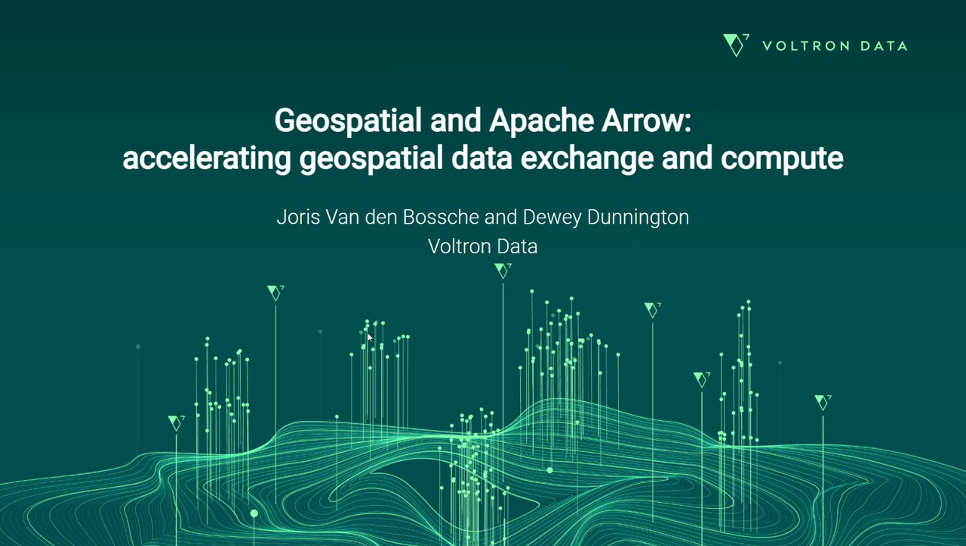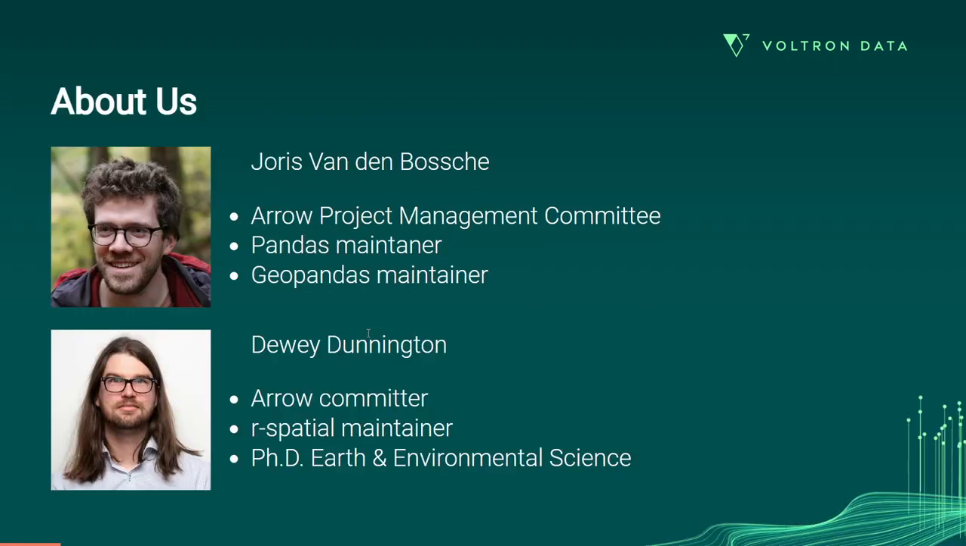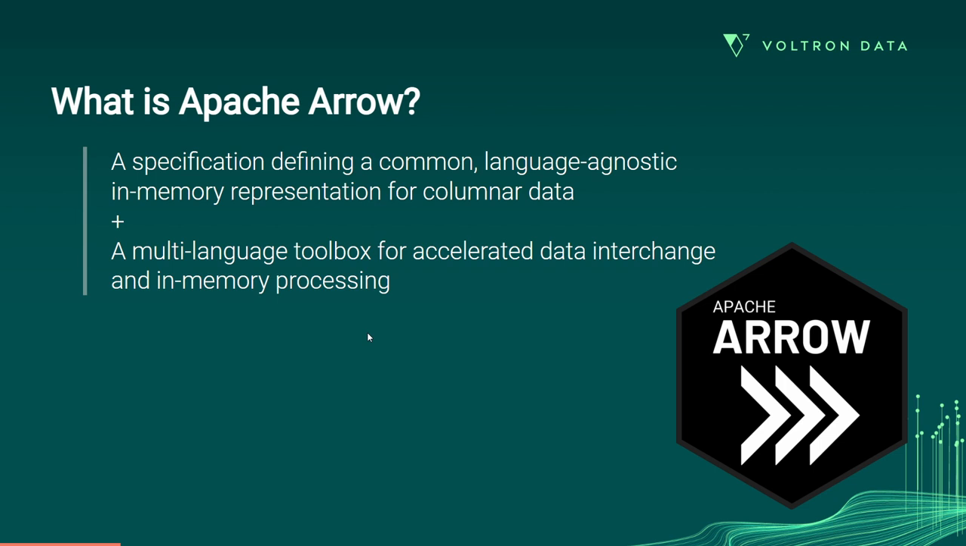Okay. So I have the, a bit impossible task to explain why Apache Arrow is relevant for geospatial in 4 minutes. So let's start with what is Apache Arrow. At its core, it's a specification how to represent tabular data in memory.